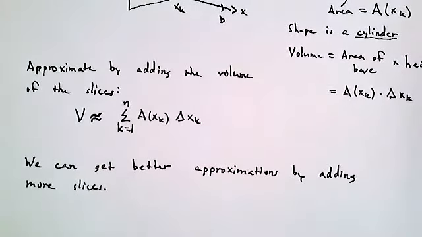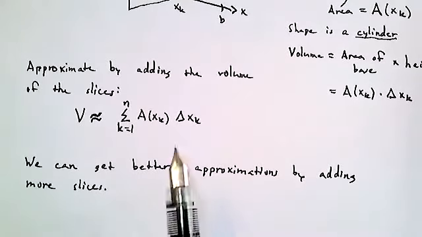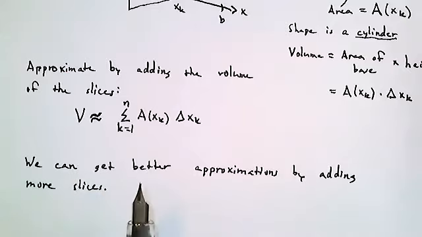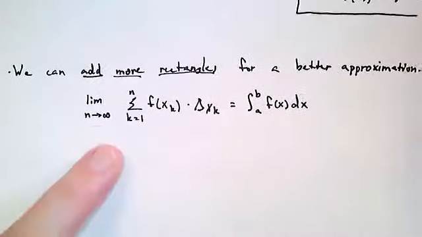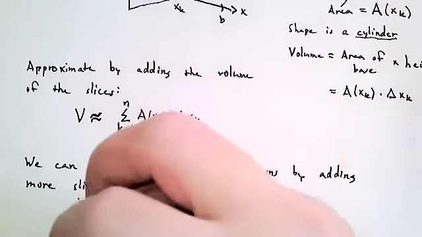Okay, so if I take this idea to its natural culmination, to its natural limit, the idea of adding more slices, what I'm going to do is exactly what we did before with our Riemann sum. So we took a limit as n goes to infinity, where n represents the number of slices.